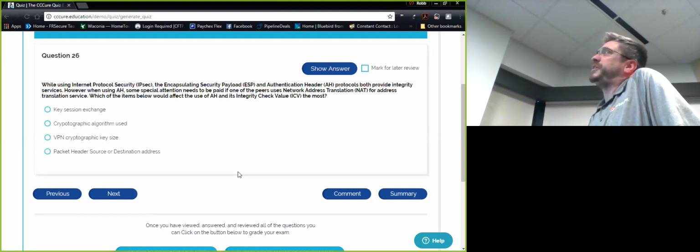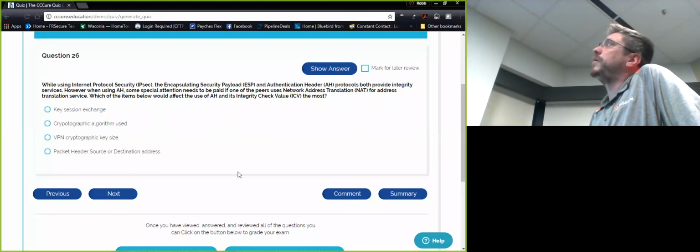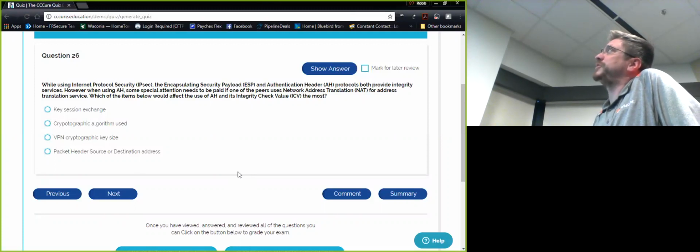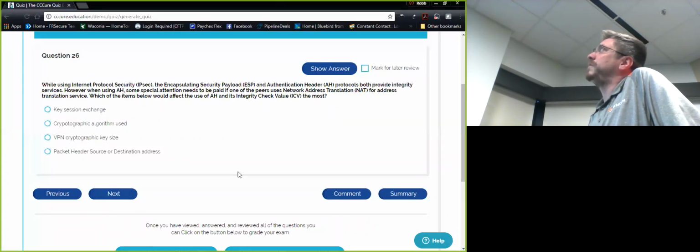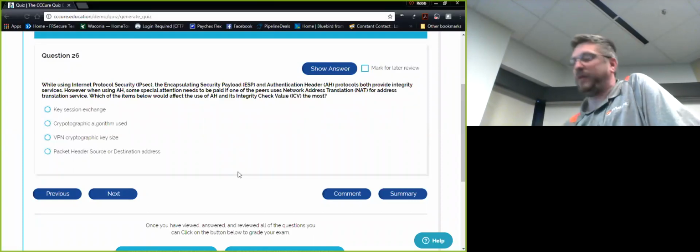Key session exchange, cryptographic algorithm. Well, if you're going using that, it's going to be D. Yeah, I would say it's going to be your destination or the packet header source. Nah, because the rest, that network address, yeah, I agree.